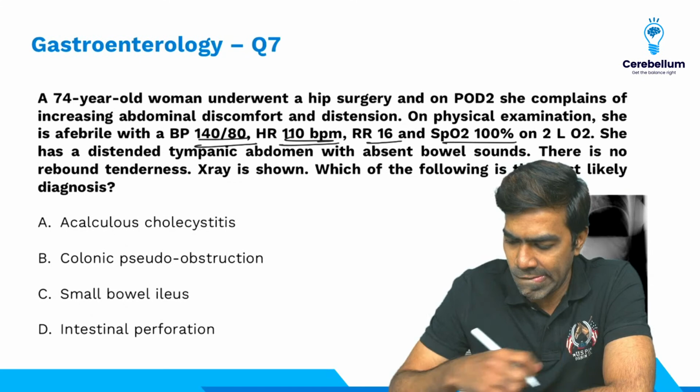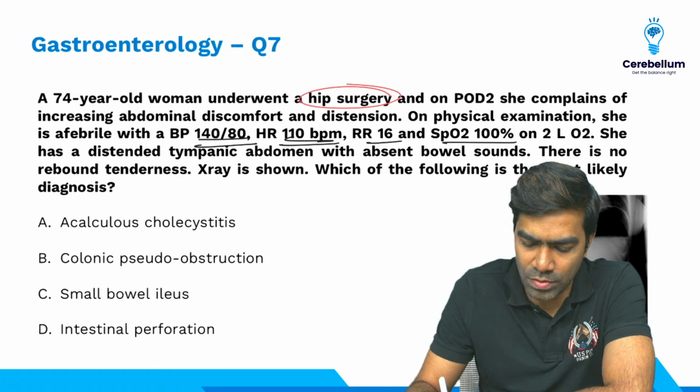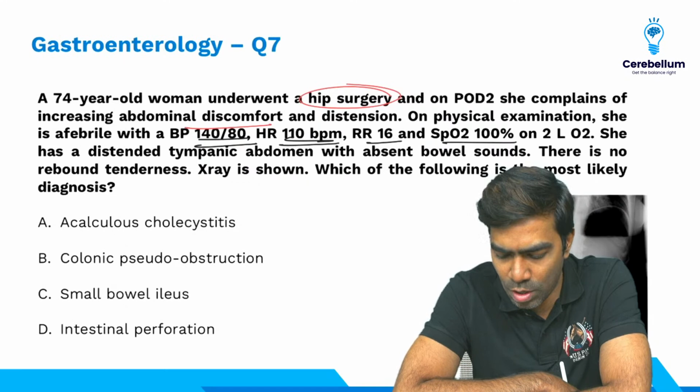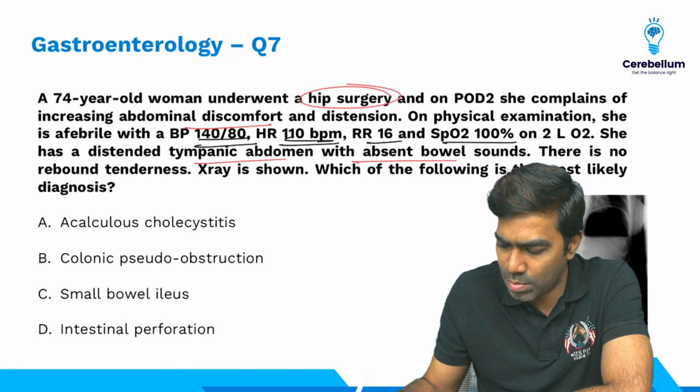Look at what's happening. This patient underwent a hip surgery, okay? On post-op day 2, she complains of increasing abdominal discomfort and distension. On physical examination, she's afebrile, no problem at all. Everything is fine. She only has a distended, tympanic abdomen with absent bowel sounds. There's no rebound tenderness. So what's happening here? Look at this.